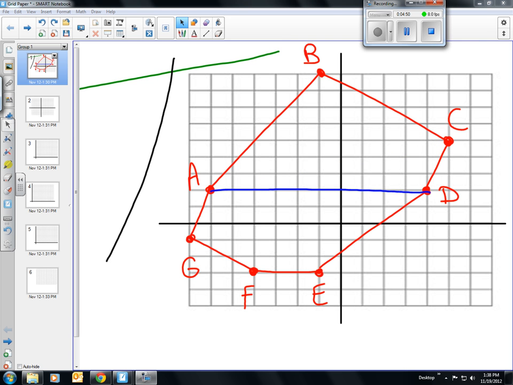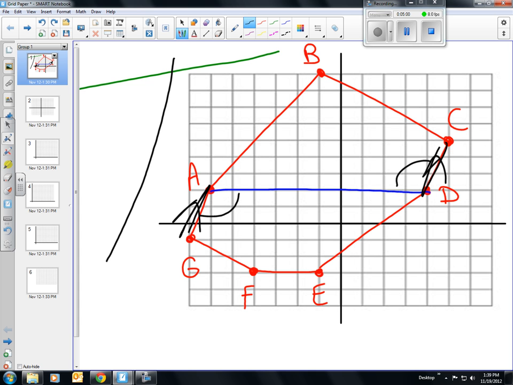And then lastly, we have the blue line, which we can say this is parallel to this. And the angles that I'm looking at are going to be here and here, which are alternate interior angles. And so we would say that angle GAD is equal to angle CDA.